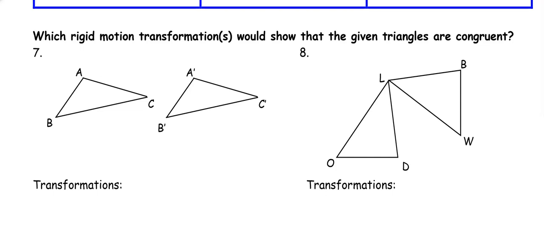So in number 7, they're the same triangles, just in different spots. So that means we picked it up and moved it somewhere else, so this would be a translation. In 8, we have two triangles, and they're sharing the same point. So remember, when they're sharing the same point and they're slid in a different spot, facing a different direction, this is a rotation.